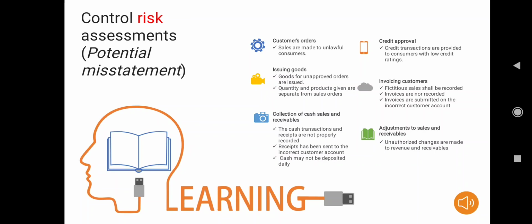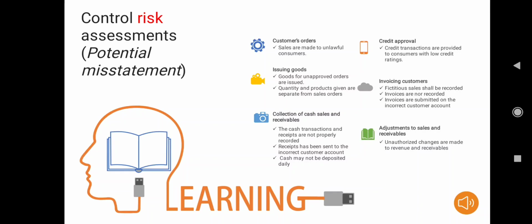Next, issuing goods. Goods are issued without an approved order, and the quantity and products given are different from the sales order. Besides that, invoicing customer. The potential misstatement is that fictitious sales are recorded. Invoices are not recorded, and invoices are submitted to the incorrect customer's account.